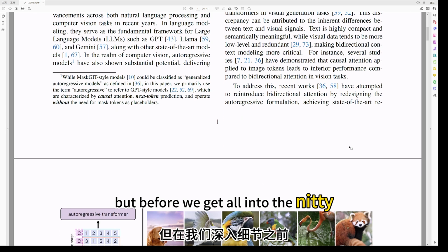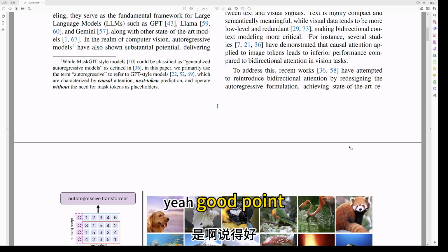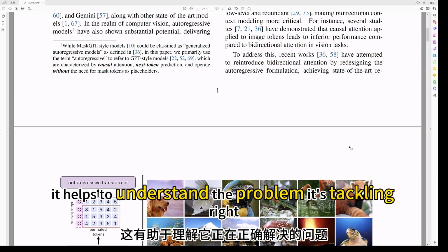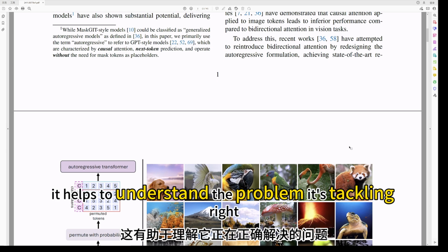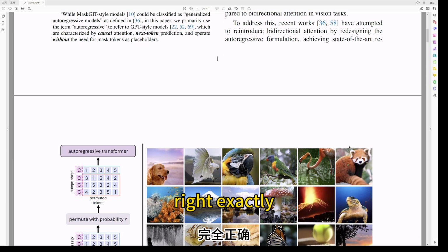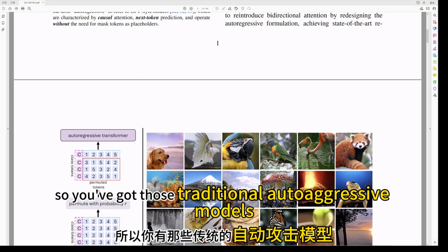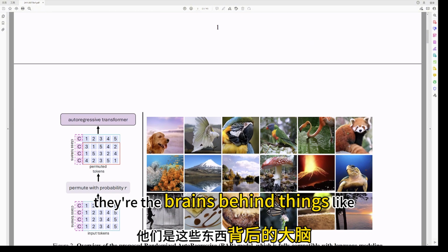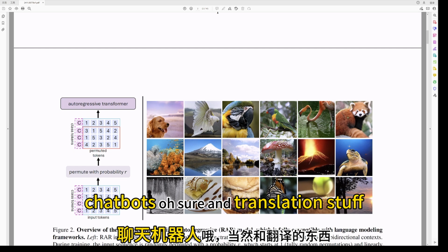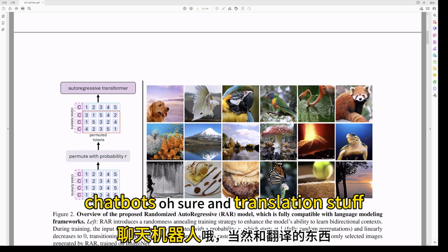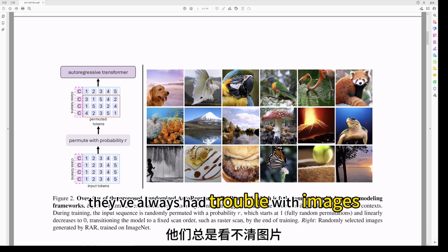But before we get into the nitty-gritty of how it works, it helps to understand the problem it's tackling. Right, because it's solving a specific problem, right? Exactly. So you've got those traditional autoregressive models. They're the brains behind things like chatbots and translation stuff. They've always had trouble with images.